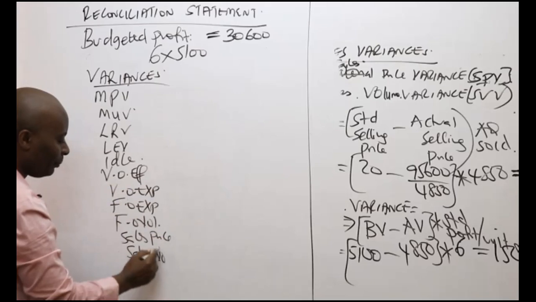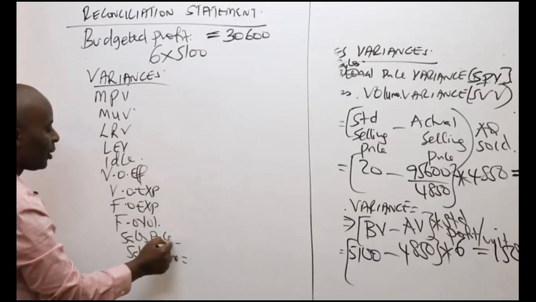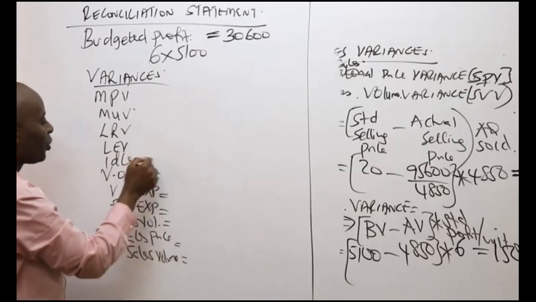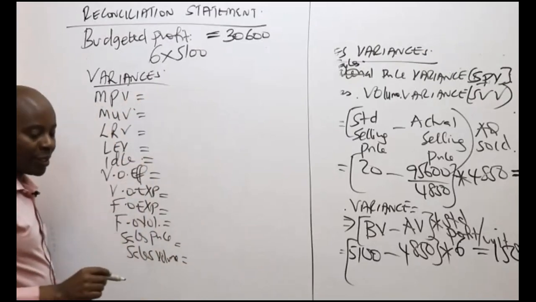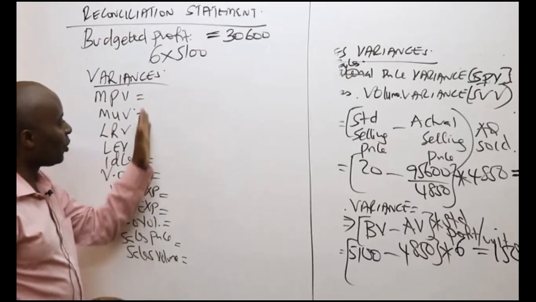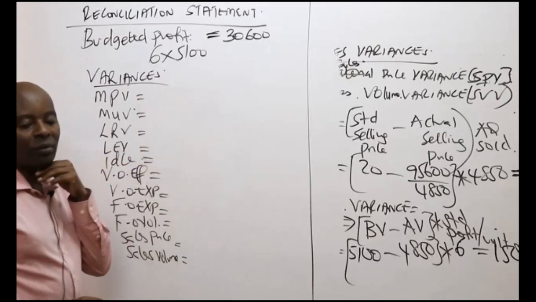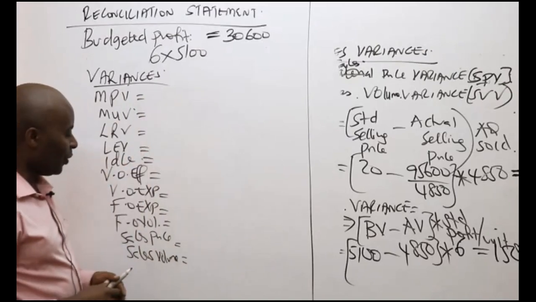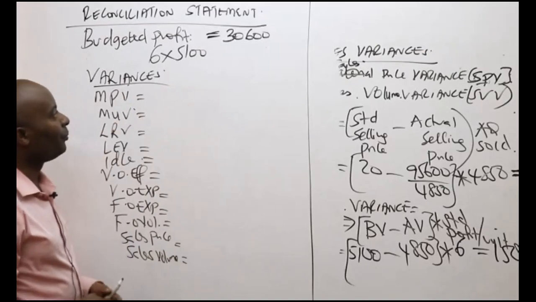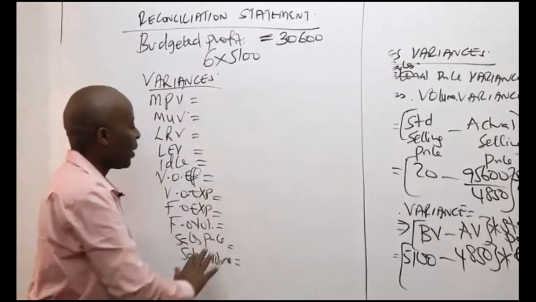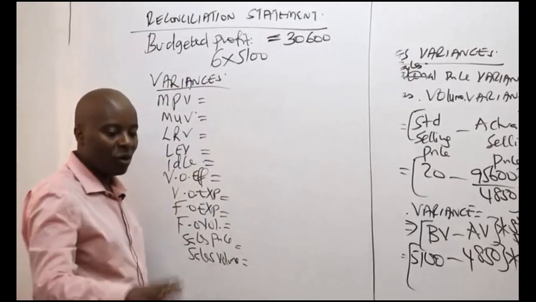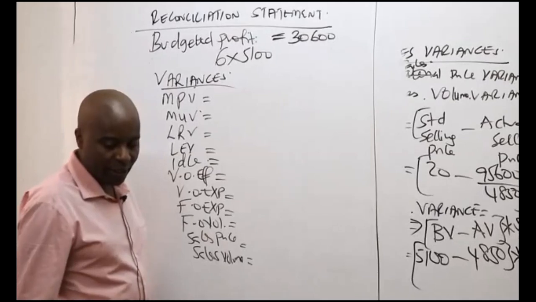Write all of them down. Somebody, I would want you to write in the statements there, like MPV, you give us the figure that we got. First of all, copy them down, and then you start writing for me in the comment section, and then I'll be able to advise you.